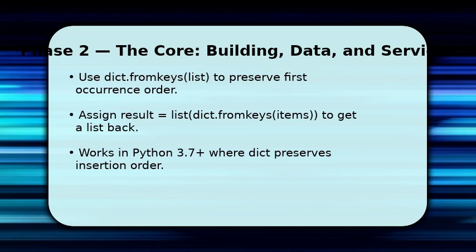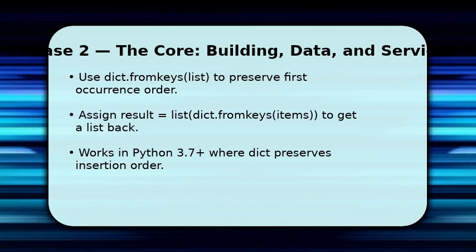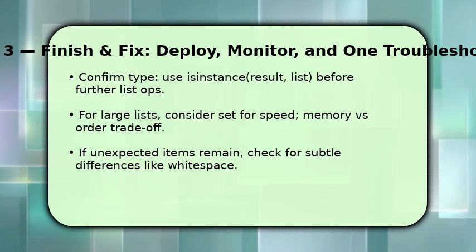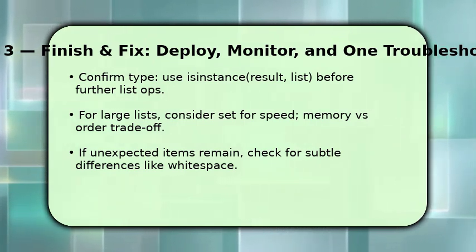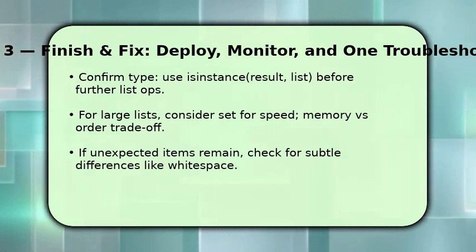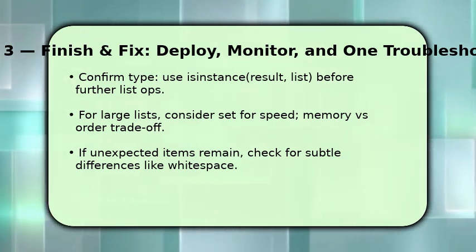If you want to keep last occurrences instead, reverse, dedupe, then reverse again. Finish by validating the result and choosing the right trade-offs. If you need list-specific operations, confirm with isinstance(result, list). For very large datasets, a plain set conversion is faster and uses less code, but it sacrifices order, so choose accordingly.